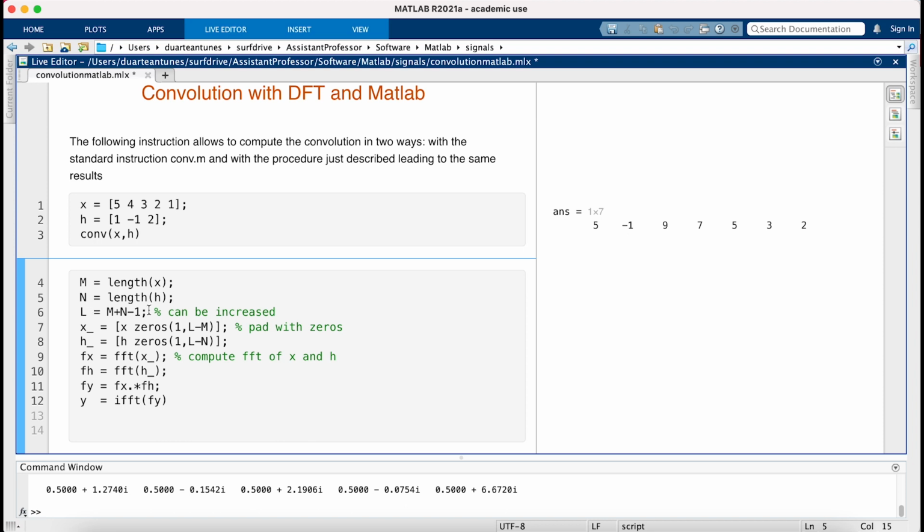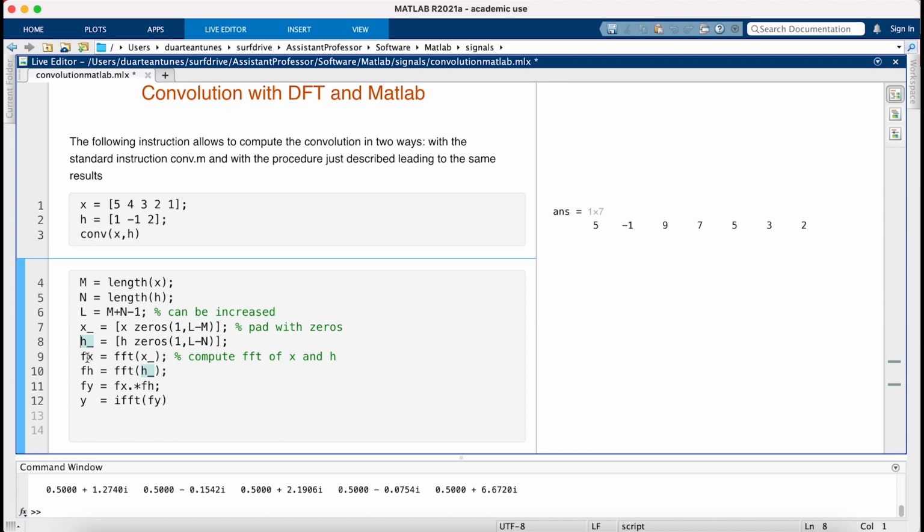Now, this capital L is the minimum number of samples of the discrete time Fourier transform of the product of the discrete time Fourier transforms of x and h, and is the minimum number that allows us to recover the resulting convolution. So what we'll do is pad the signal x with some zeros so that it has length capital L. Initially x has length capital M, so we're going to pad it with capital L minus capital M zeros, and we're going to do the same for signal h, padding it with capital L minus capital N zeros.